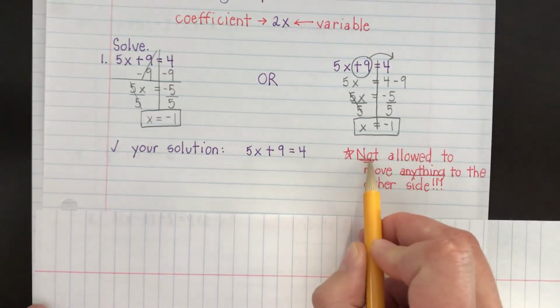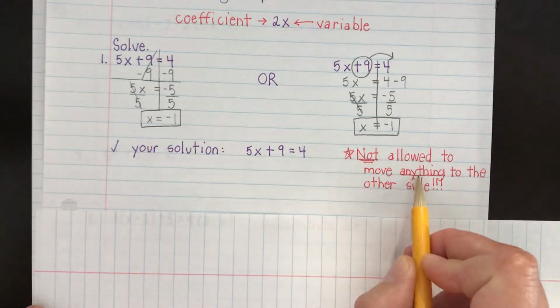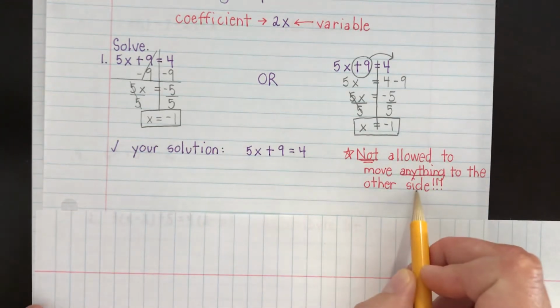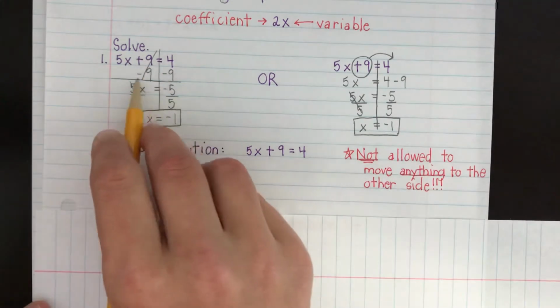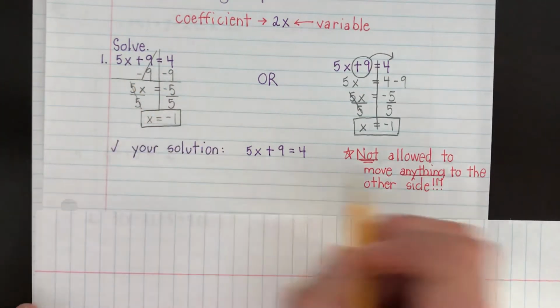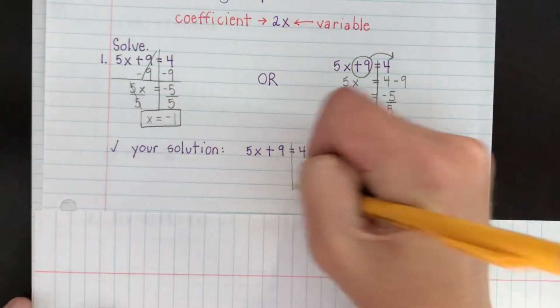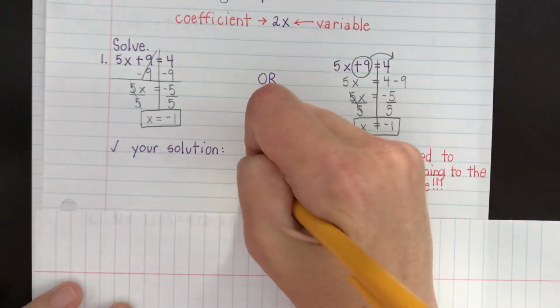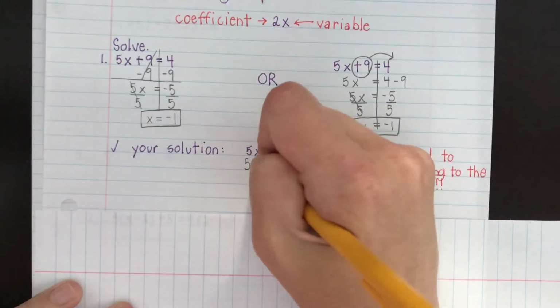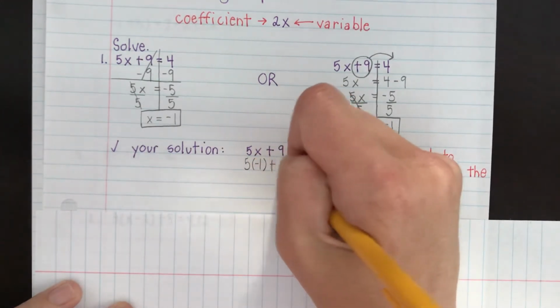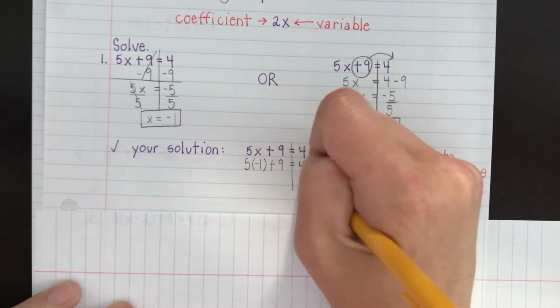You are never, ever, ever allowed to move anything to the other side when you're checking. When you're checking, you can't do like what we did here, and you can't minus 9 from both sides. Just remember that, please. So here what we're going to do to check is we're going to plug in our answer of negative 1 anywhere we see x.